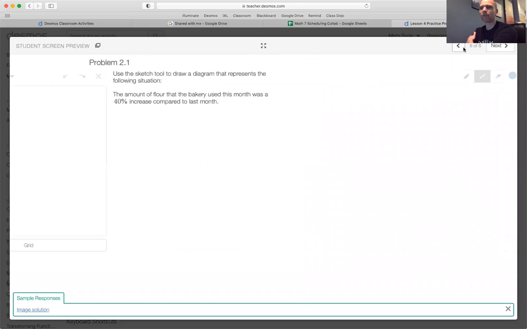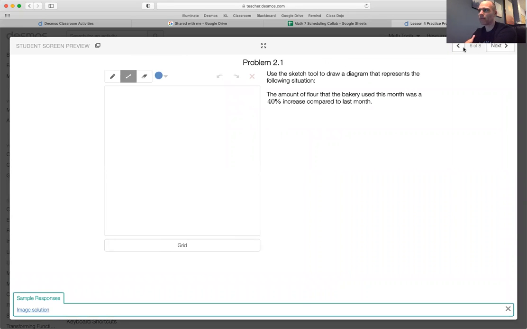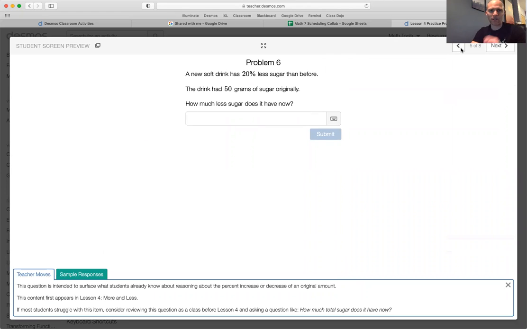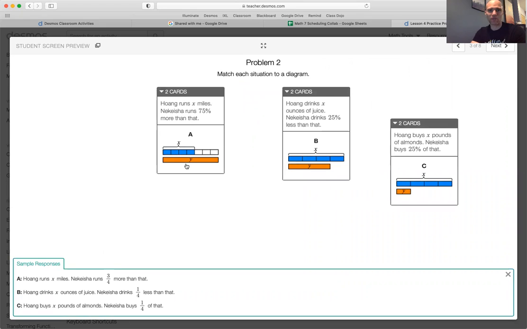I keep double clicking. All right, problem 2.1. Use the sketch tool to draw a diagram that represents the following situation. The amount of flour that the bakery used this month was a 40% increase compared to last month. Okay, so I'm not a very good artist. I'm not going to try to draw bags of flour or some crazy thing. I'm going to do it like these ones over here, where you had one bar that represented the original, and then either a longer or shorter bar underneath that represented if it was more or less now. I'm just going to do it like that.